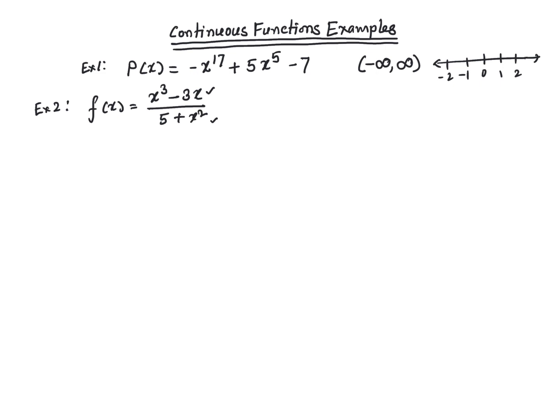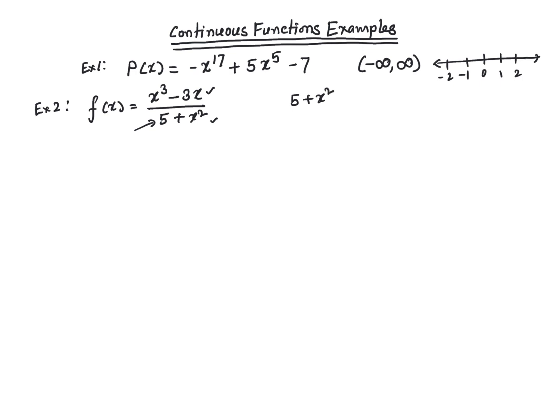Now when there is division involved, you always need to keep in mind that you do not divide by 0. So you look at the denominator expression and see, is there any value of x that is going to make the denominator 0? In this particular case, the answer is no. Look, 5 plus x squared will never be 0.